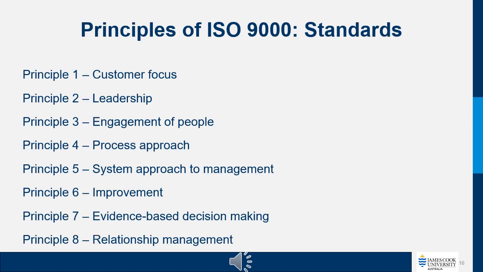Let's have a look at a little more detail in ISO 9000. The standard is based on a set of principles for quality management that help organizations achieve their quality objectives and deliver consistently high quality products and services. These principles are customer focus: organizations should understand and meet customer requirements. Leadership should create a vision for the organization and an environment in which people can contribute to achieving organizational objectives. Engaging people: people at all levels of the organization should be involved in achieving quality objectives.